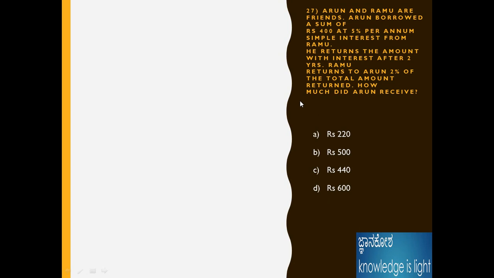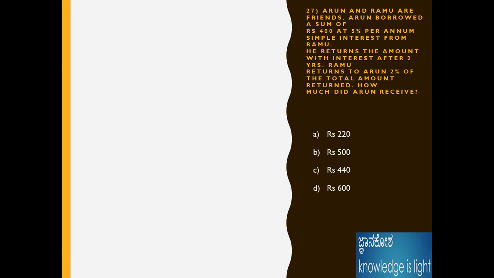Here it is. Arun and Ramu are friends. Arun borrows a sum of money, 400, at 5% simple interest from Ramu. He returned the amount after 2 years. The question is, Ramu returned 2% of the total amount. How much does Arun receive? This is also a simple question.